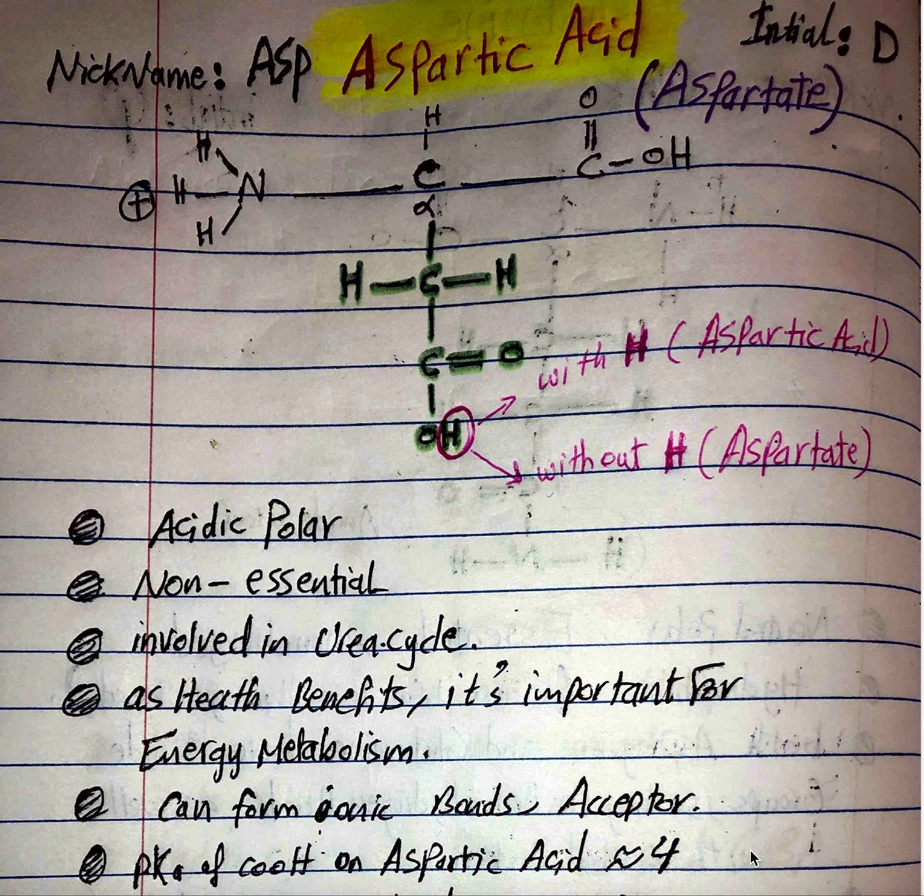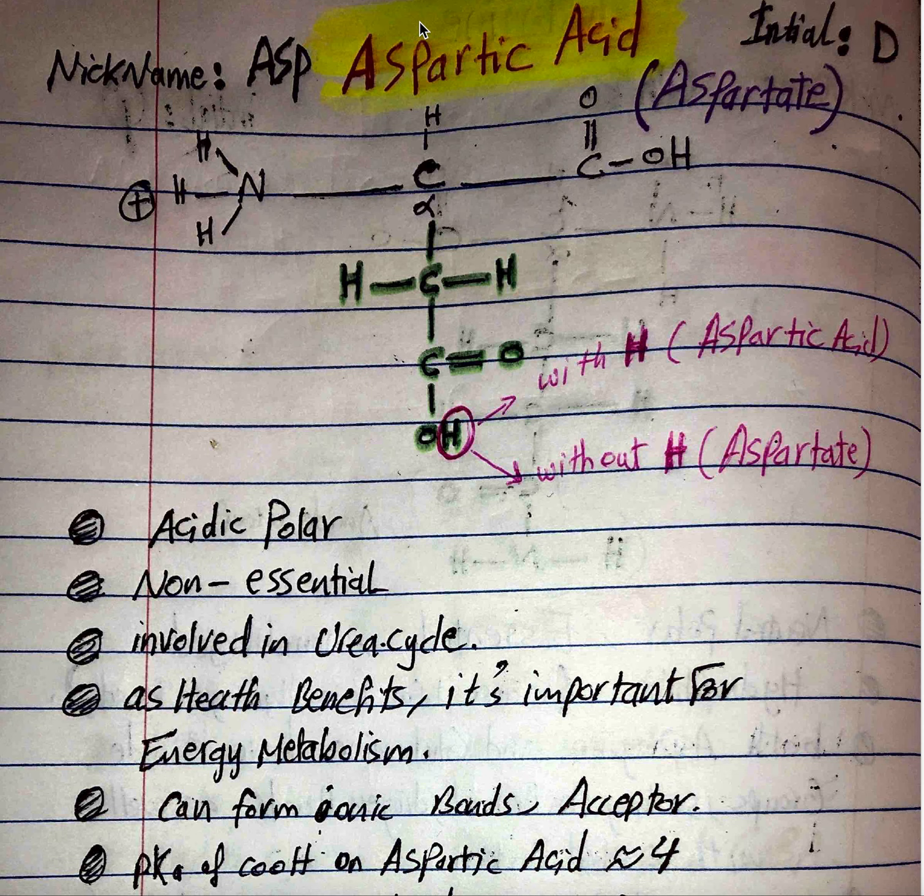Amino acid. So today we have aspartic acid. About aspartic acid, the nickname is ASP, the first three letters, as we can see here. There is no trick here, and the initial is D. I don't know why they called it D, but the aspartic acid nickname is ASP.